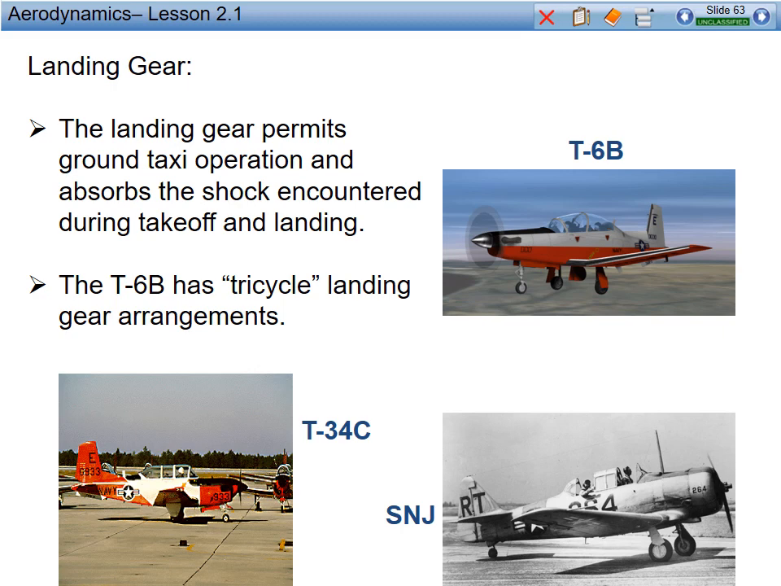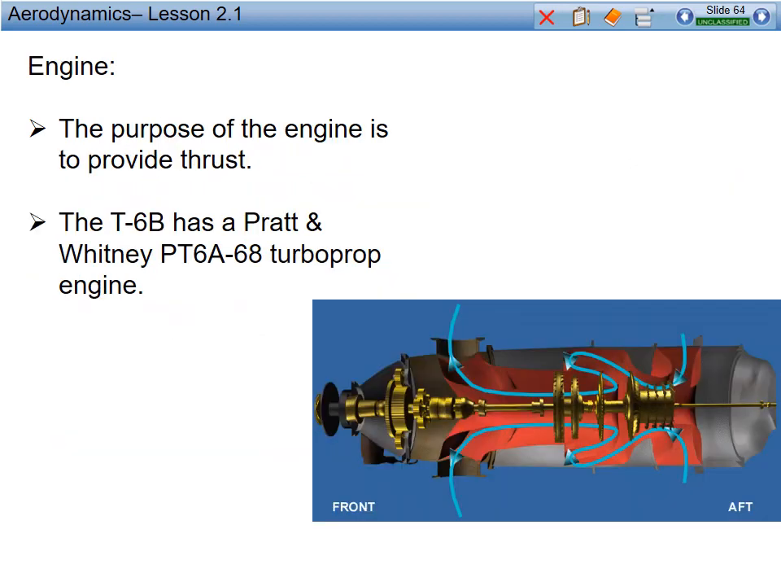The landing gear of an airplane permits ground taxi operation and absorbs the shock encountered during takeoff and landing. The T-6B has tricycle landing gear arrangements. The purpose of the engine is to provide thrust. The T-6B has a Pratt & Whitney PT6A-68 turboprop engine.